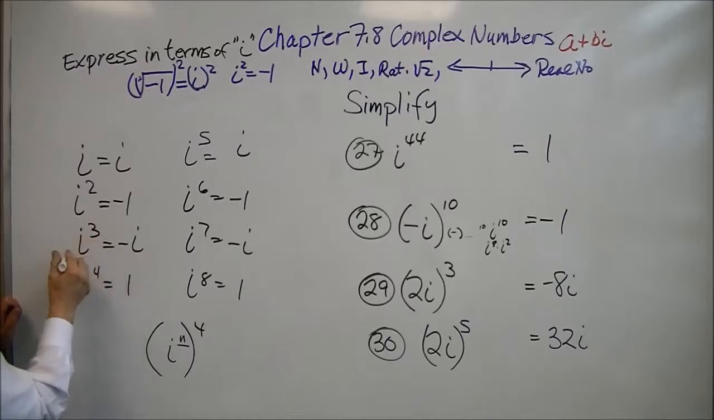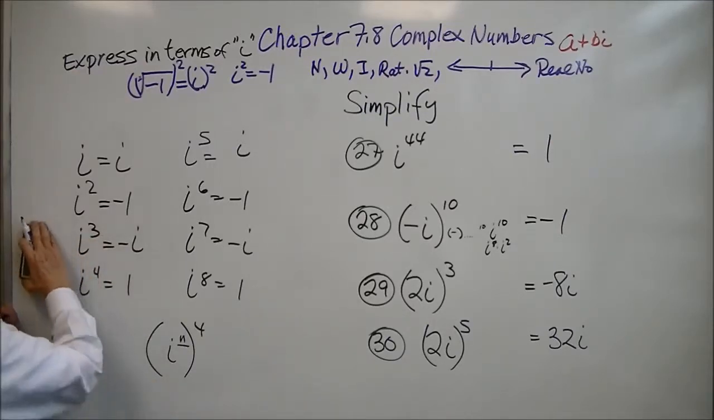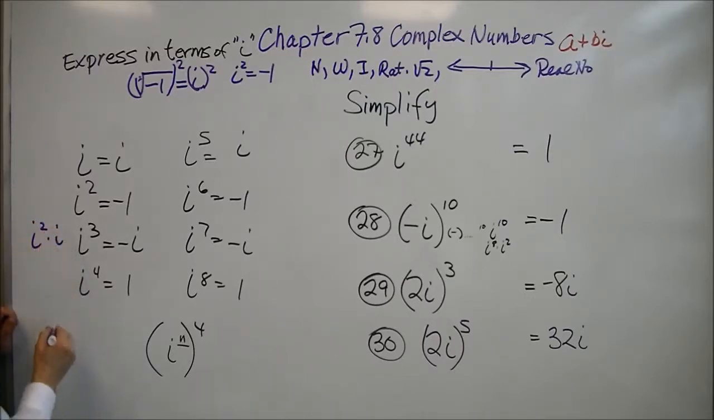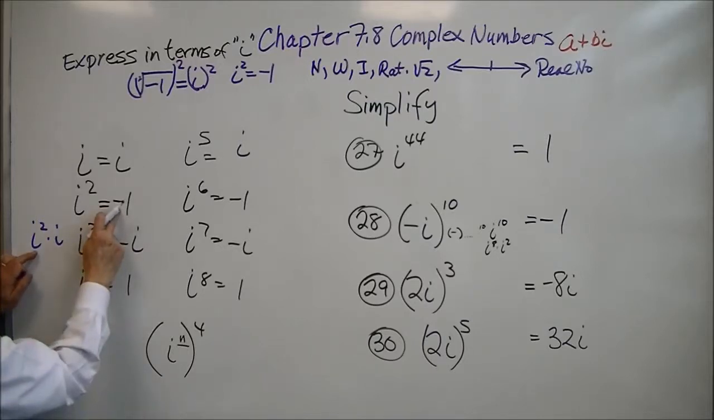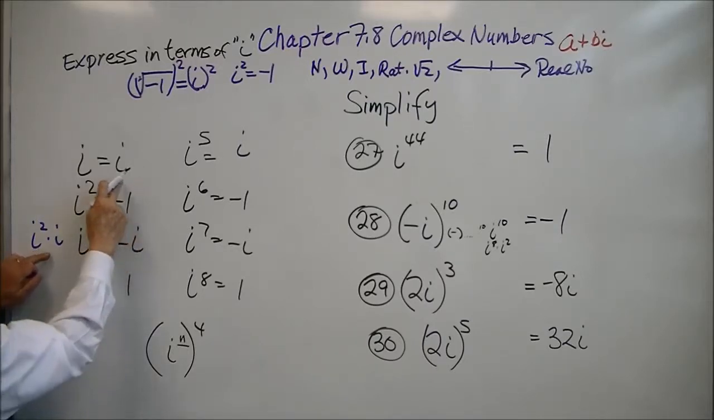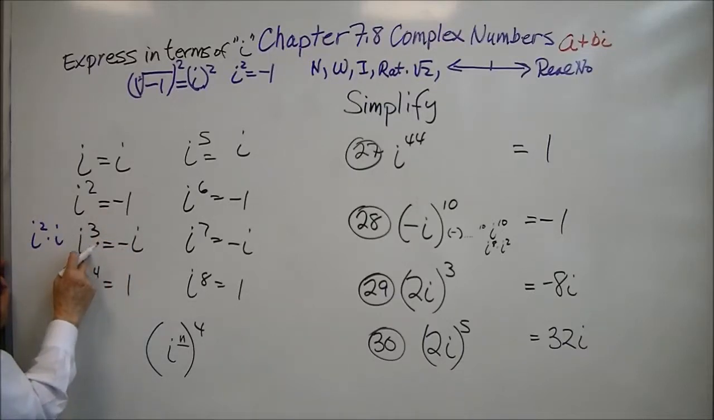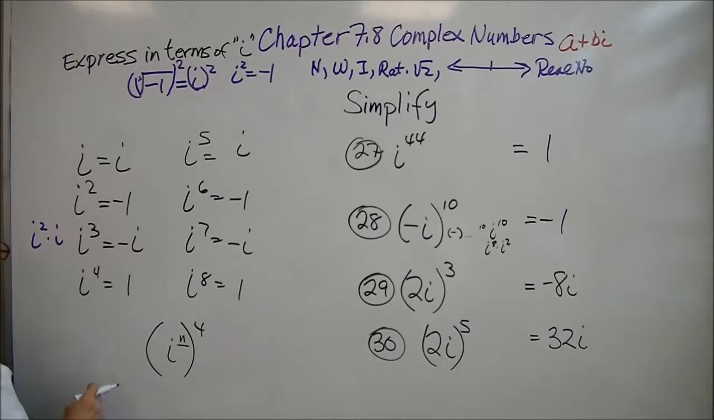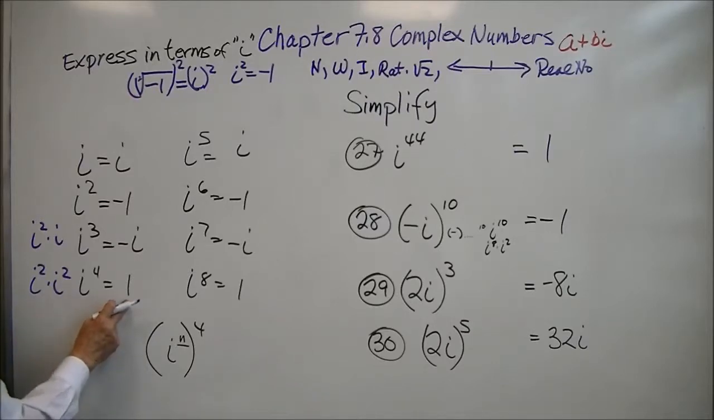Well, as we go to i to the third, this is i squared times i. Well, we know that i squared is negative 1 times i. So i to the third is negative i. And then i to the fourth, you can think of it as i squared times i squared, which is negative 1 times negative 1, which is a positive 1.